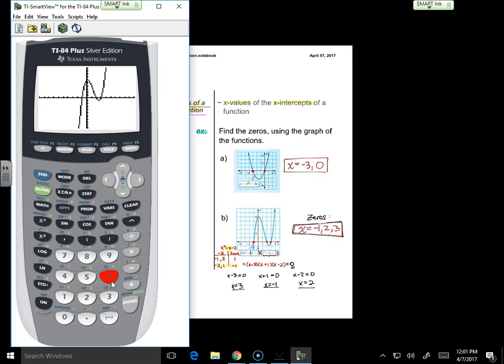Alright, people have their graphing calculators. It's cool that we can graph it, but guys, that's not the entire point.